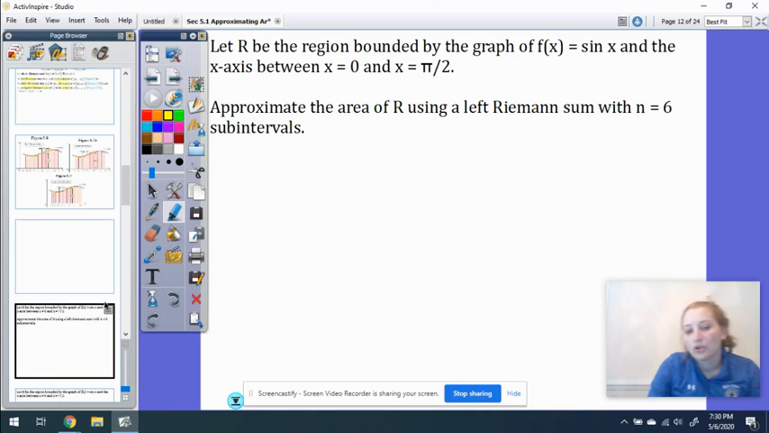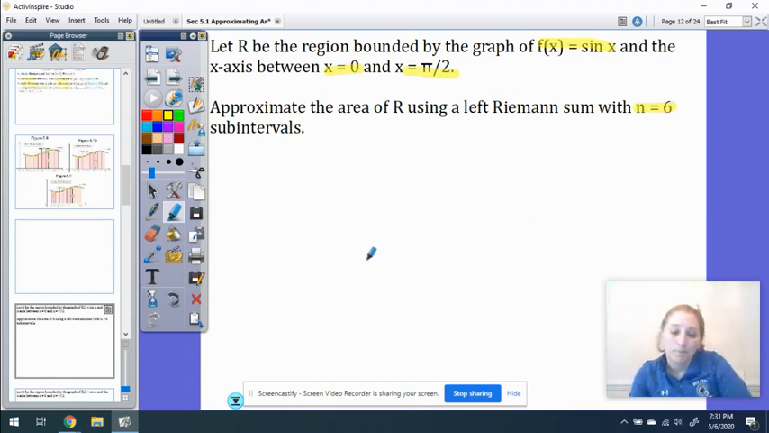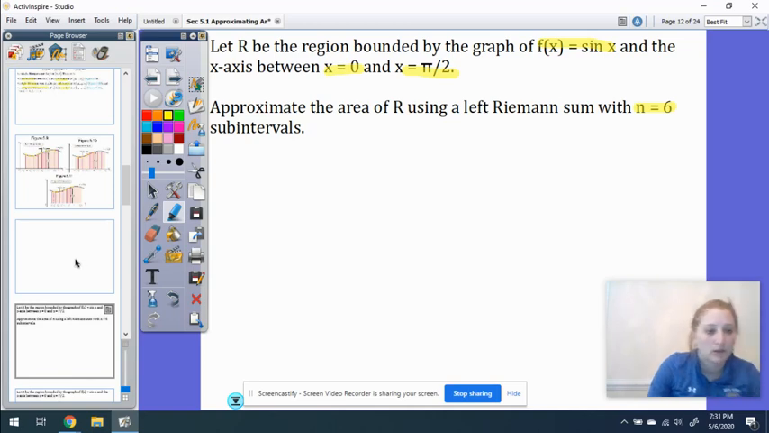Okay. So key things here. Our function is sine x. We are going between 0 and pi over 2. All right. And in this case, we're going to do left, and my interval is 6. So I'm making 6 subintervals.